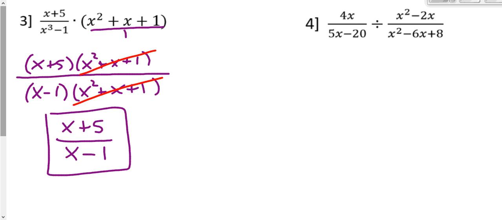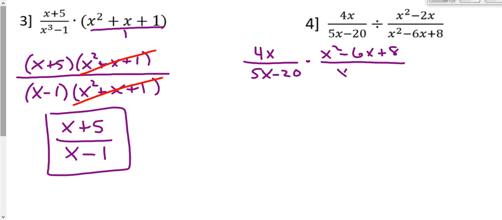Okay, moving on to number 4. Now we're getting into division. Remember, what you want to do first in a division problem is change it to multiplying by the reciprocal. So the first fraction multiplied by the reciprocal of the second one. Now it's simply a multiplication problem. And what we want to do is factor and see what reduces.